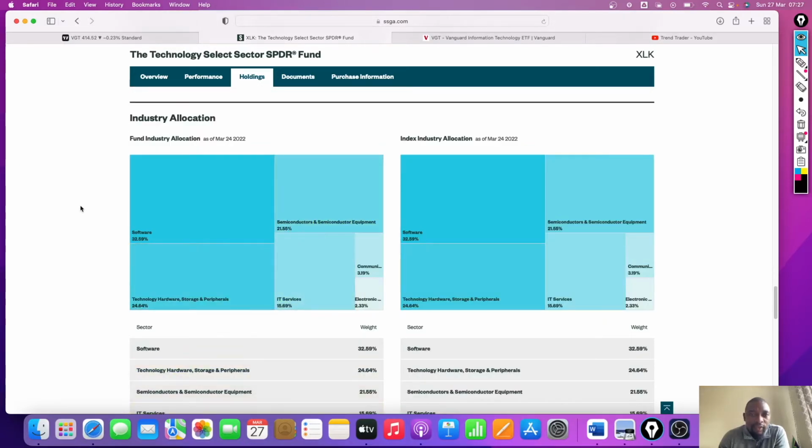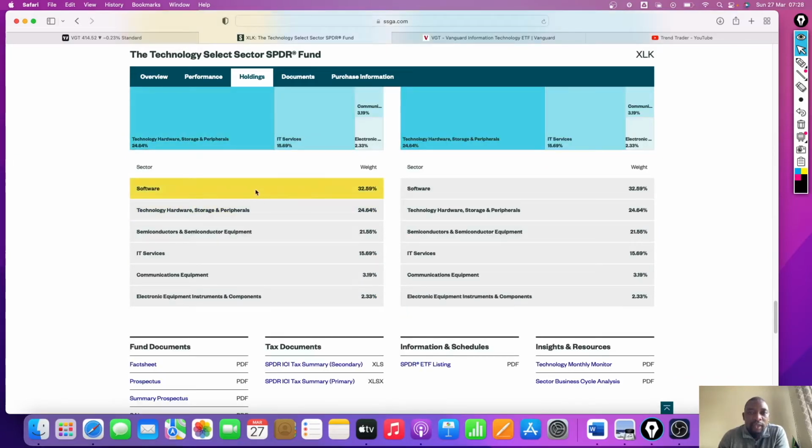And then in terms of industry allocation, you can see that there is software, there is technology hardware, IT and services, but the biggest one, which is about 32%, is software. Remember, we saw that 22% in VGT is also into software services. So you can see the breakdown. Software makes about 32%, then there is tech hardware, which is about 25%, semiconductors 21%, IT services about 15%.